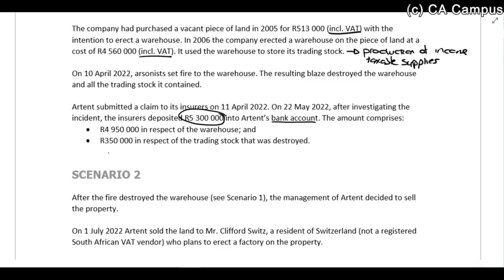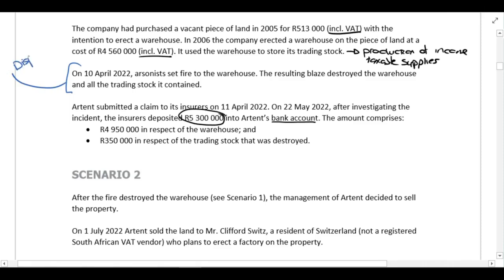Okay, so there's a lot of things actually happening here, a lot of things to consider. So the first thing I want you to see is, over here, when these arsonists set fire to it and the warehouse is destroyed, that is a disposal. Right, for things like CGT purposes. Any situation where you had an asset and now you no longer have an asset, or you're no longer using an asset, it's a disposal. Right, so you can go and see that in paragraph 11. That's the destruction of an asset. Okay, that's for CGT purposes.